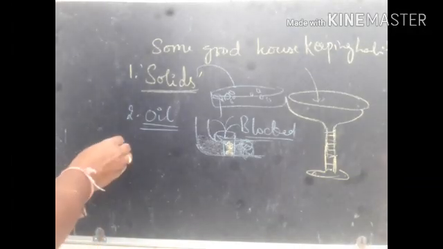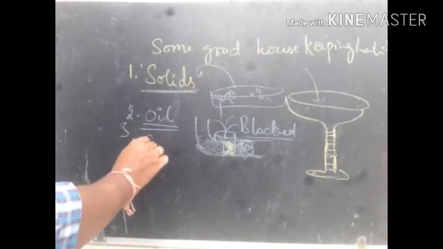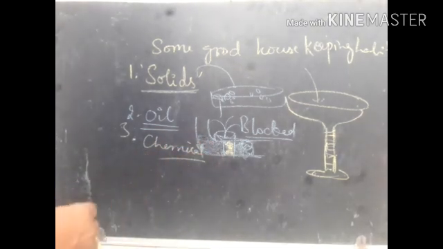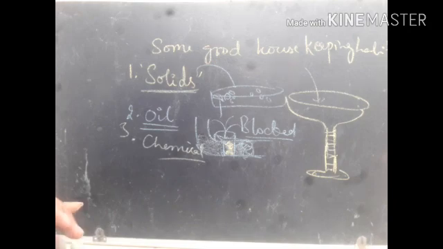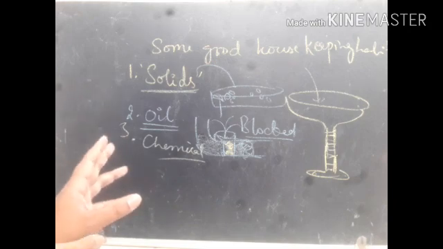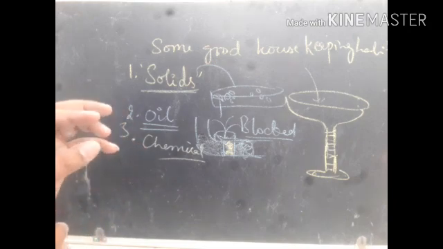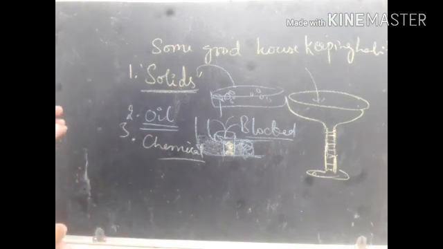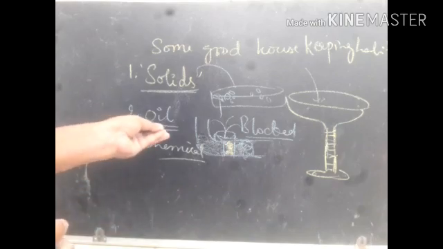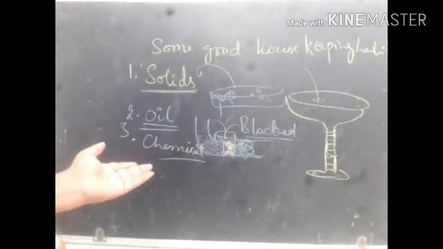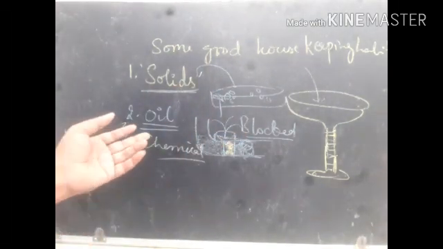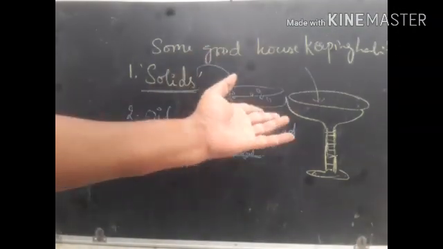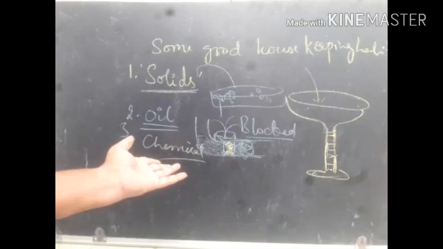Okay, and third one, definitely we should not add harmful chemicals like pesticides, insecticides, and as well as solvents, varnishes, paints. We should not allow them to enter into the sewage water. Why? Because they are very harmful chemicals, and we may not separate them. Why? Because they are miscible with the water.